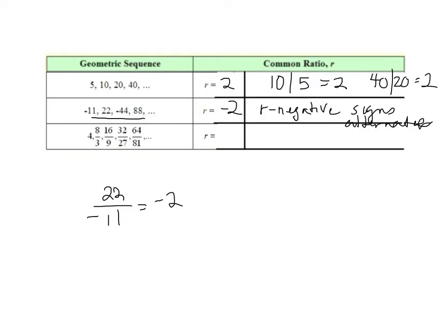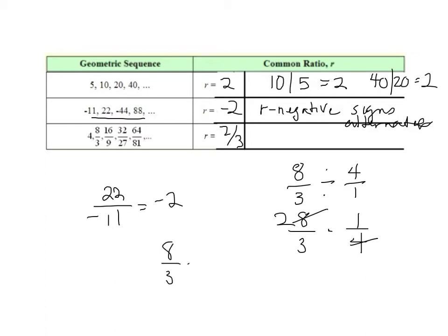Okay, so then this last one looks a little bit strange. So I have 8/3 divided by 4/1. And so 8/3 times 1/4, this cancels, and so my r is actually going to be 2/3, and then you try it. So 8/3 times 2/3 should be 16/9, is it? Yes, it is. Times 2/3 would be 32/27, yes, and so that works.